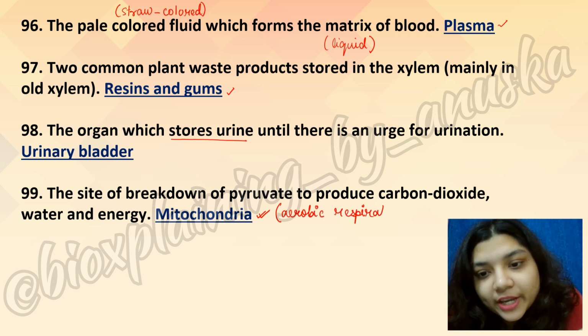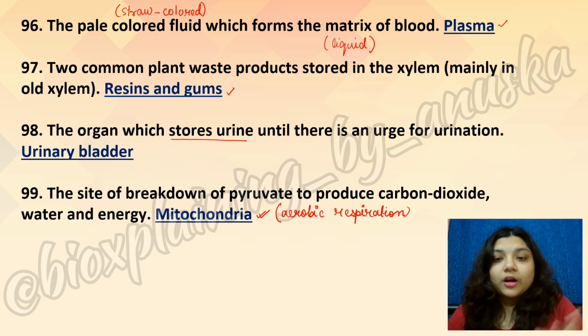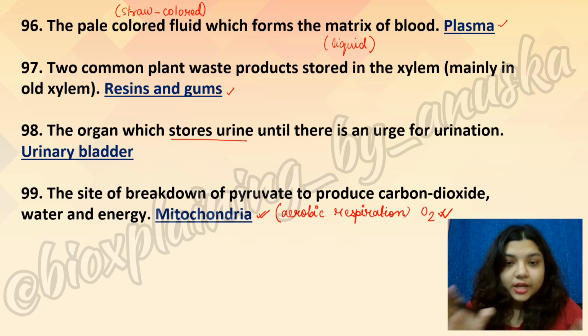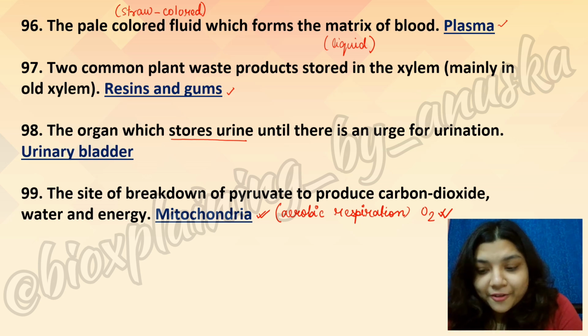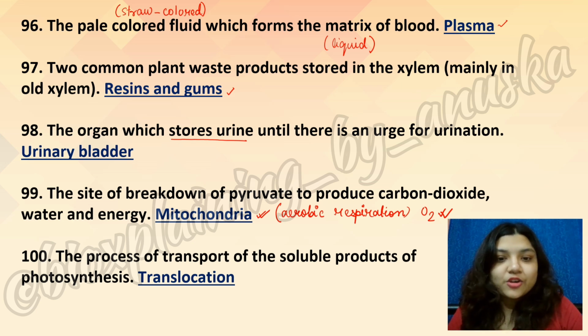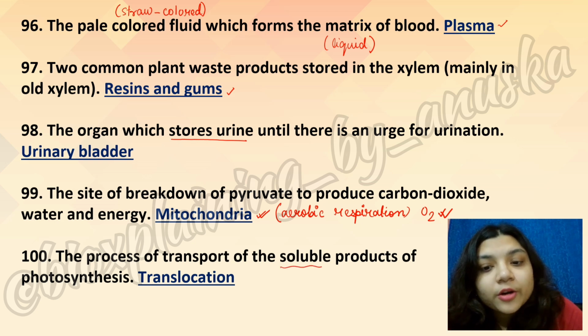What is the meaning of aerobic respiration? Aerobic respiration means that oxygen needs to be present. The respiration will occur in the presence of oxygen. The final one: process of transport of the soluble products of photosynthesis is translocation. What is the soluble product of photosynthesis? Glucose.